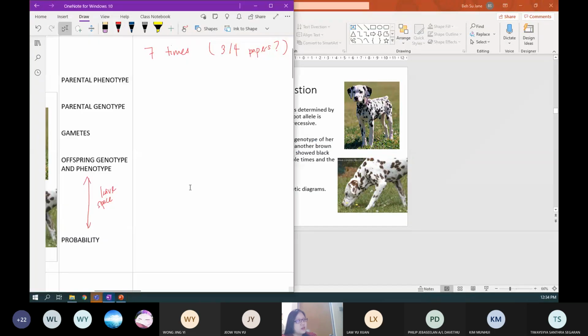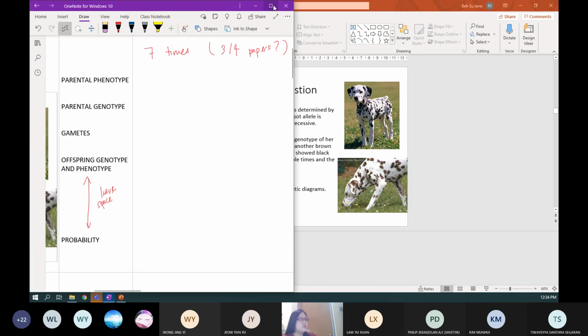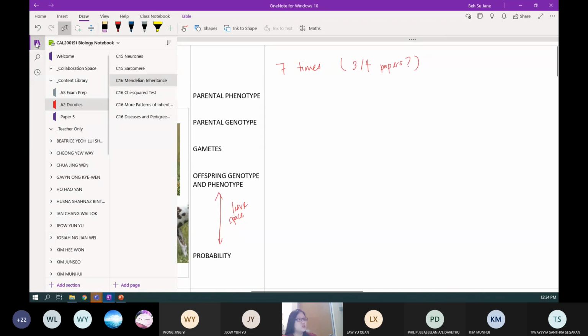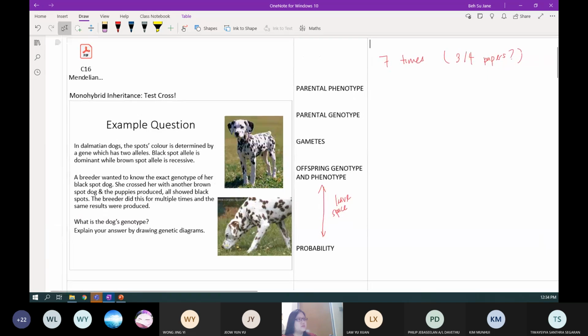So I'm going to do mine in the OneNote here so that you have something to refer to. It is under A2 Doodles, Chapter 6, Mendelian Inheritance. Just like that. The example question is here.